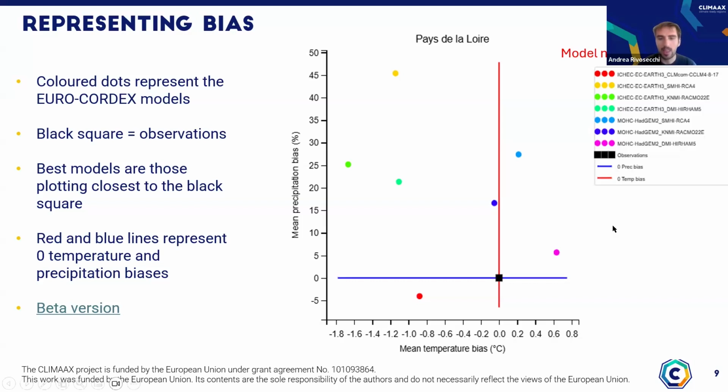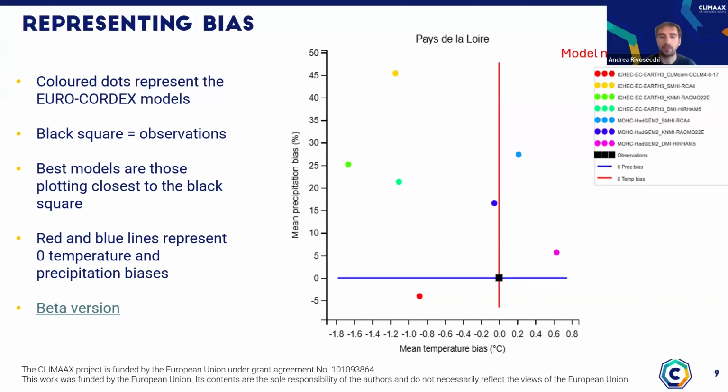And so, as you can see, you have the colored dots that each represent a Eurocortex model. And just to get a bit familiar with the nomenclature, for any Eurocortex model, you have first the name of the global climate model, and then you'll have the little underscore. And after that, you have the regional climate model. So as you can see here, you have for the same global climate model, different regional climate models. And this already introduces some differences between them.